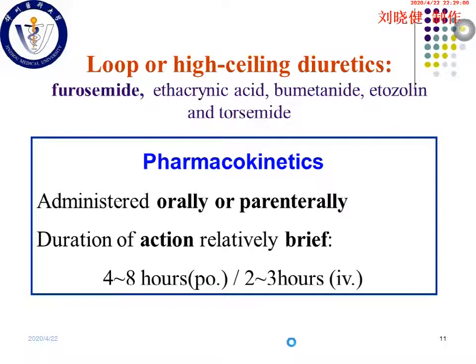Loop or high ceiling diuretics. In this family, furosemide is the representative drug. Actually, these drugs have different chemical structures, but the site of their action, mechanism, side effects and clinical applications are almost analogous. Now first look at their pharmacokinetics. These agents can be administered orally or parenterally. Their action duration is relatively brief. If administered orally, the diuretic effect lasts for 4 to 8 hours. If by intravenous injection, it lasts for 2 to 3 hours.